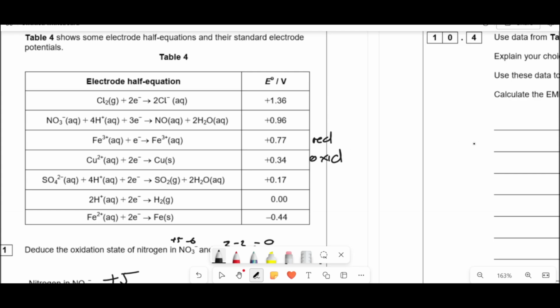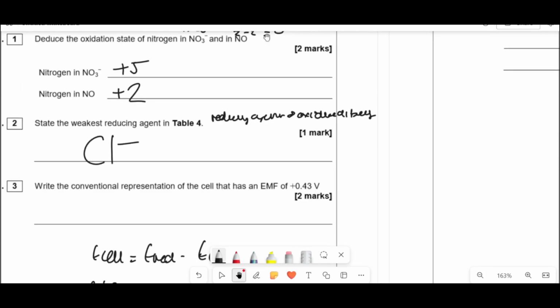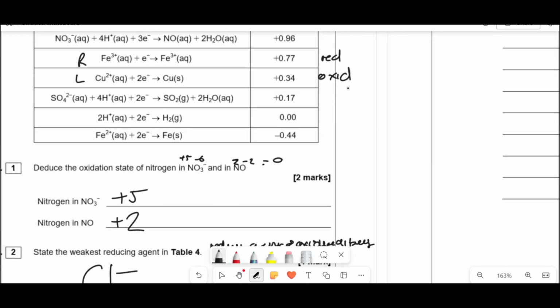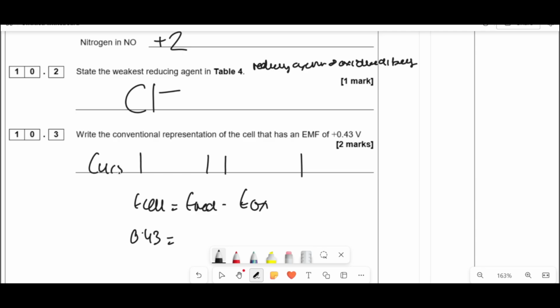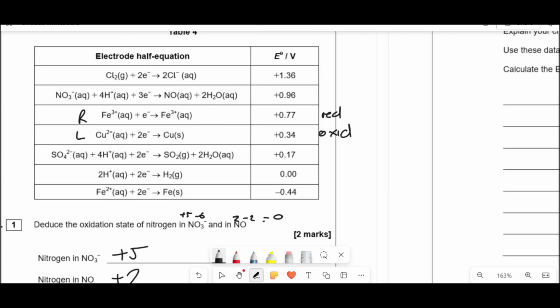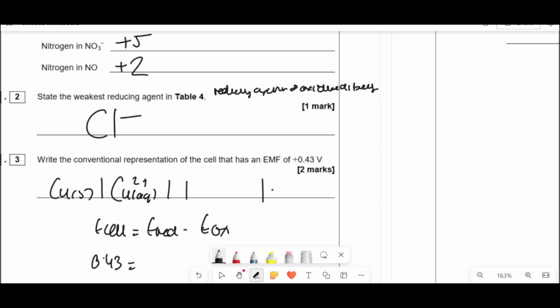So in the conventional representation, the one that's more negative goes on the left. So this one's going to be on your left, that one's going to be on your right. And we put the reduced forms on the outsides. So draw the half cells one by one first, and then the rest is quite all right. That's your salt bridge in the middle. So we're going to have Cu solid, and then Cu2+ aqueous on the inside. And then on this side, it's going to be the more positive one, so we put the reduced form on the outside: Fe2+ aqueous and Fe3+.